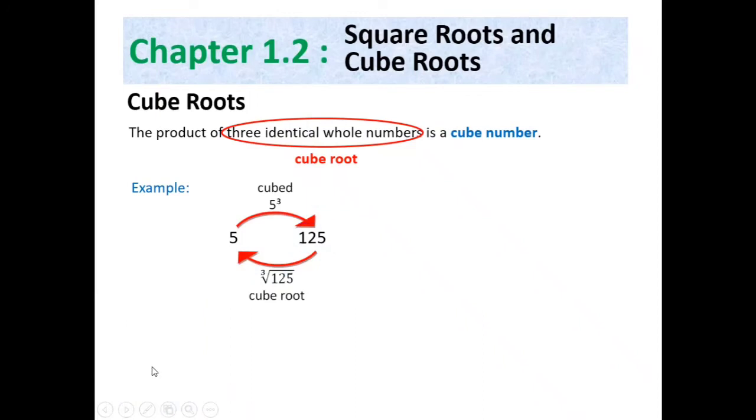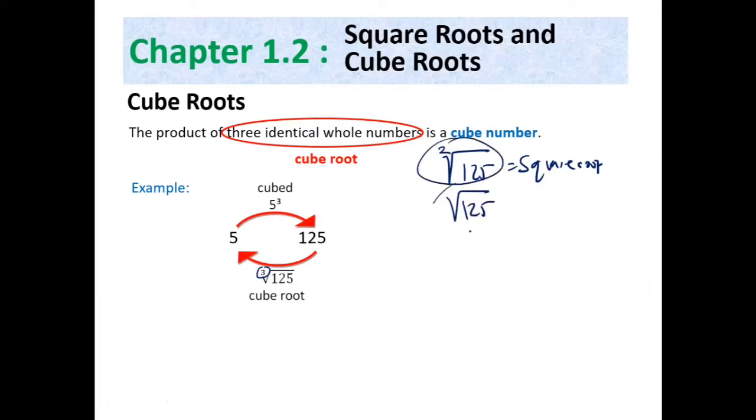So as you can see, we have a quite different sign. We have the number 3 to represent that it is a cube root. If you don't have any sign, let's say 125, it's called square root. The question is why you don't put a 2? It's the same. At any cost, this and this are equal.